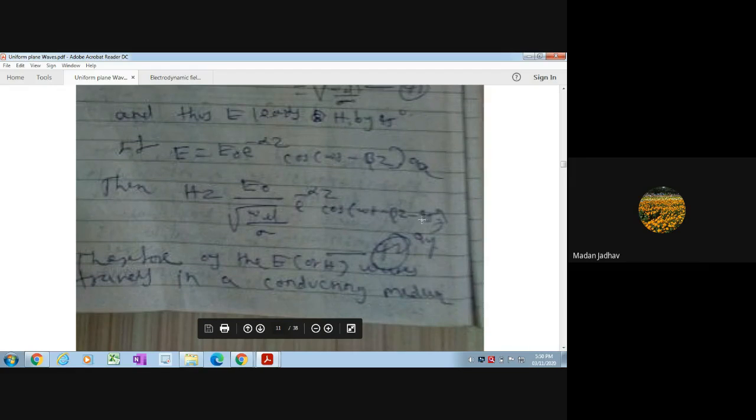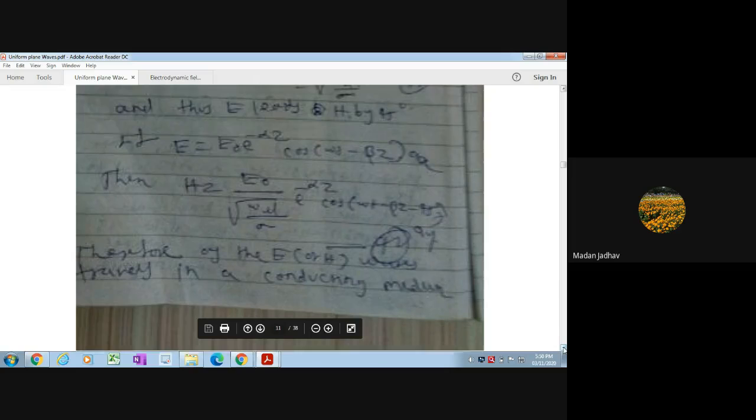The equation for the electric field intensity is E naught into e to the power of minus alpha z cos of omega t minus beta z ax. And H is equal to E naught divided by the magnitude of the intrinsic impedance, which is the square root of omega mu divided by sigma. Therefore we have replaced eta by the intrinsic impedance, and written H as E naught divided by the square root of omega mu into sigma, e to the power of minus alpha z cos of omega t minus beta z minus 45, because you get the angle of 45 degrees when the wave is propagating through a good conducting medium. Therefore the E and H waves travel in the good conducting medium.